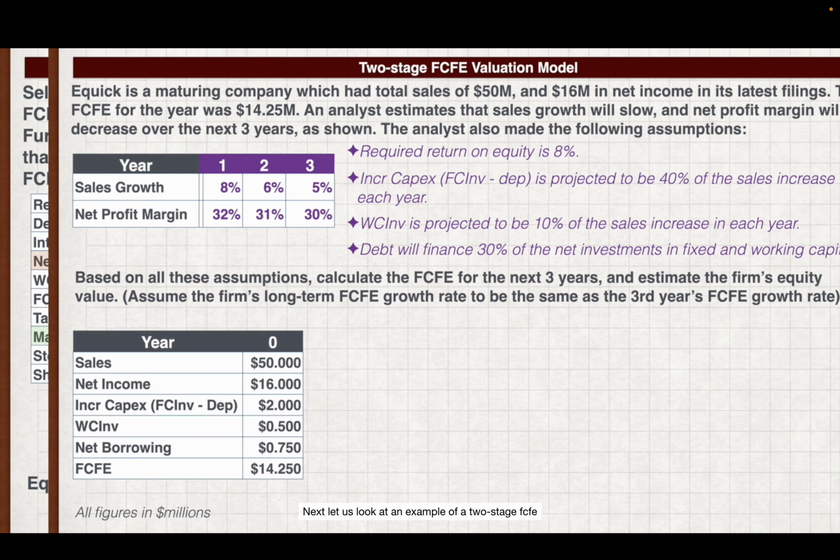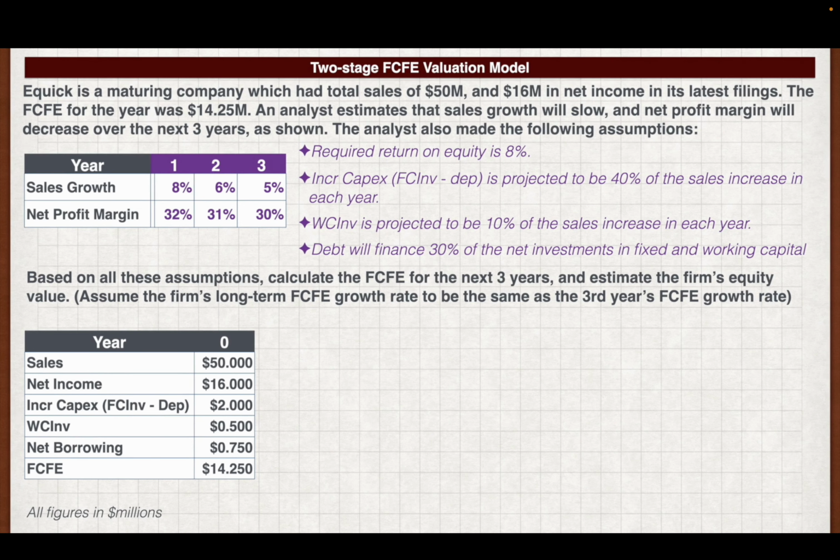Next, let us look at an example of a two-stage FCFE model. eQuick is a maturing company which had total sales of $50 million and $16 million in net income. The FCFE for the year was $14.25 million. An analyst estimates that sales growth will slow and net profit margin will decrease over the next 3 years, as shown. The analyst also made the following assumptions.